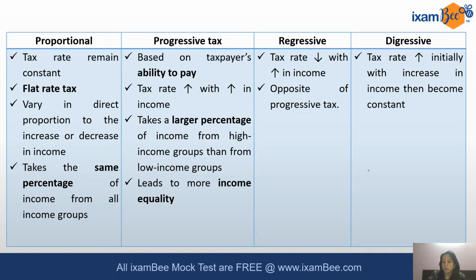Okay, so you have to think about it. In the proportional system, with the increase in income, there is no change in the tax rate. But in progressive tax, with the increase in income, there is an increase in the tax rate. Meaning the higher income group people are paying a higher tax rate. So in that way, it will bring more income equality, right? So the right answer for this question is progressive tax.